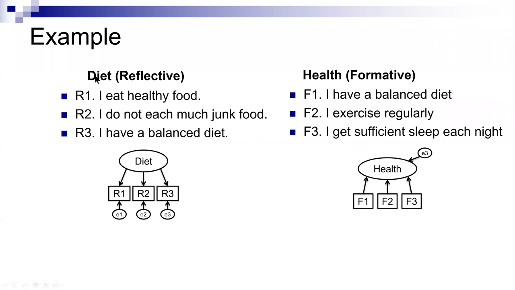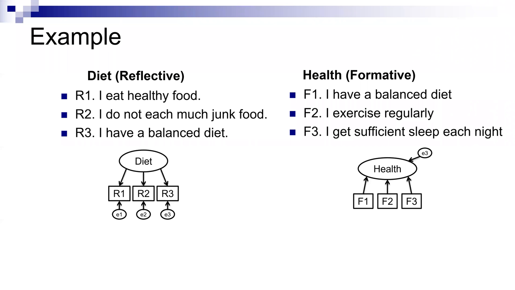Whereas if you were to measure diet reflectively, as a single dimension, it would be something like: I eat healthy food, I don't eat much junk food, I have a balanced diet. All these things sort of mean the same thing. If you do one, you're going to do the other. Whereas just because you sleep well doesn't mean you exercise. I know lots of people who sleep a lot and don't exercise at all. So are they healthy? One way someone explained this to me was that formative is like the ingredients to bread.